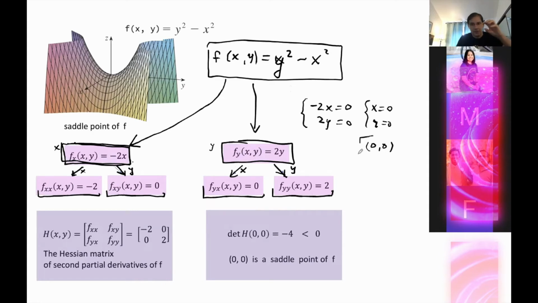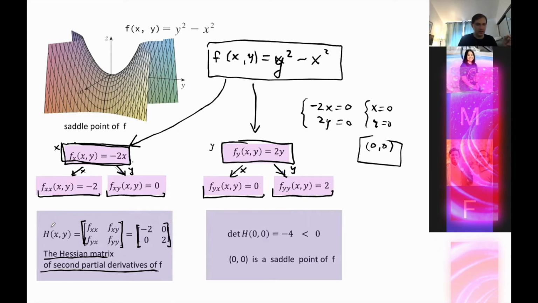So now let's find the Hessian matrix of this function, and then let's evaluate this Hessian matrix at this point 0, 0. Okay, so for any point xy, the Hessian matrix looks like this. This is the fxx, fxy, fyx, and fyy. This is the Hessian matrix. In fact, it doesn't really depend on any inputs because the Hessian matrix is a constant, so this is -2, 0, 0, 2. This is the Hessian matrix of second partial derivatives of this function f.